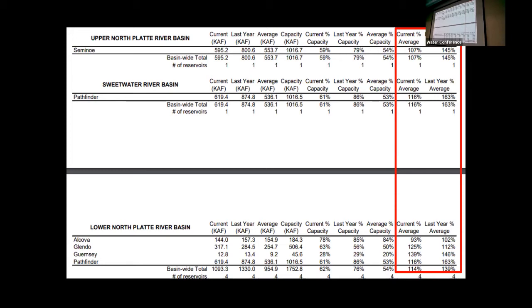And then if we look down here at the lower North Platte Basin and this basin-wide total, these bottom lines here, we can see last year reservoirs were 140% of average, and currently they're 114% of average.